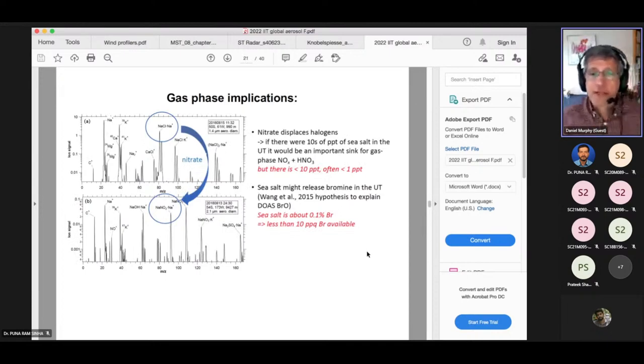There are some gas phase implications of not having much sea salt in the upper atmosphere, of removing all of this. I'll just do this quickly. One of the things, gas phase implications, is that sea salt actually gives off halogens because nitrate and sulfate are stronger acids, so they can displace the chlorine and the bromine. If you had a lot of sea salt getting into the upper atmosphere, it would actually be important for the bromine budget of the upper atmosphere. And it turns out that our observations show that there's not enough sea salt getting into the upper atmosphere to change the bromine budget.